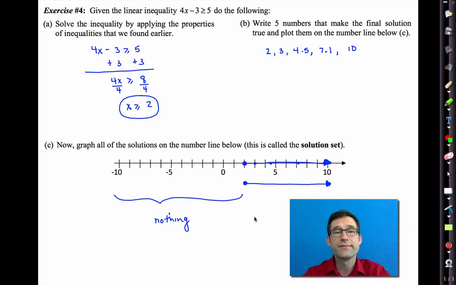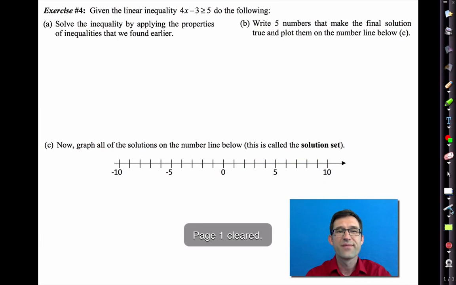That's simple enough. Okay? So I am going to clear this out, and then we'll go on and do some more. All right, all gone.